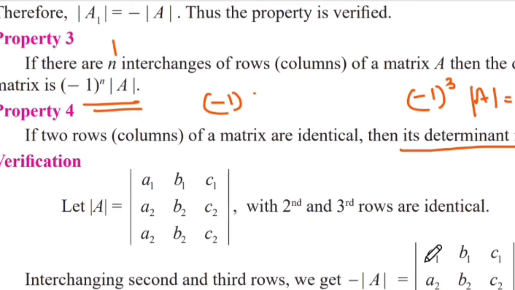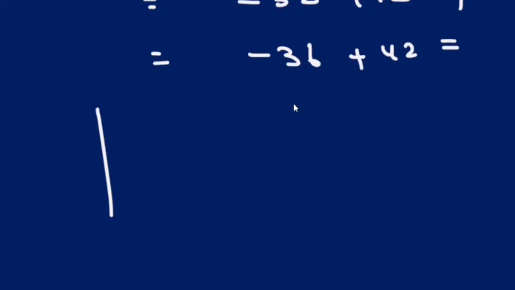Property 4 is, if two rows or columns of a matrix are identical.